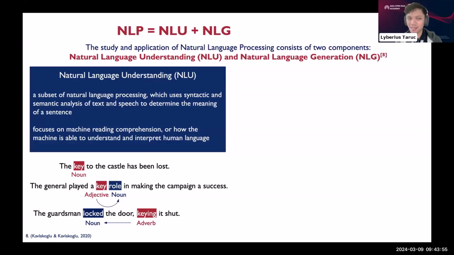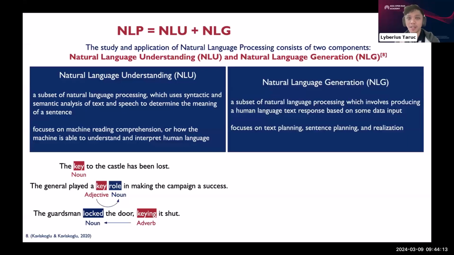So notice that just by these three simple examples alone, NLU makes sense of how the word is used in these three sentences. And that is how NLU is in general. Okay. Now, the other component of natural language processing is NLG, or natural language generation. This is a subset of NLP which involves producing a human language text response based on some data input. So input is still needed, and you'll notice how it overlaps with understanding because it involves the analysis of said input. It focuses more on text planning, sentence planning, and finally realization.